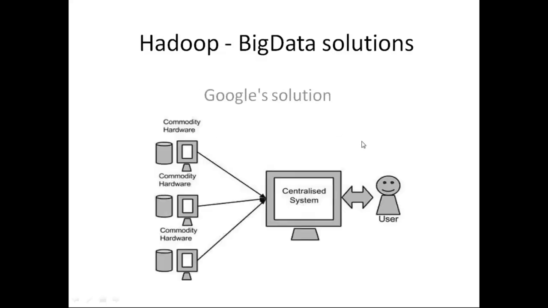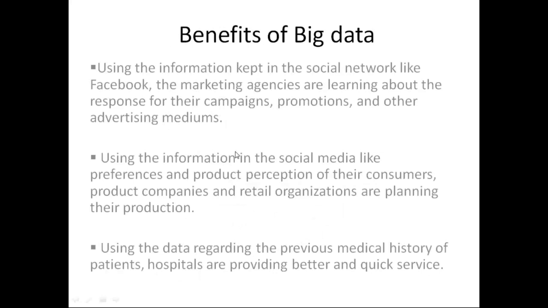So GFS uses a different approach. This was the Google solution. It is not just a single system, but a collection of computers. What is commodity hardware? Cheaper hardware, relatively cheaper. You need not really invest in highly expensive servers when you are going for a big data solution. So this was the Google solution based on which Hadoop was developed. Same architecture in Hadoop.